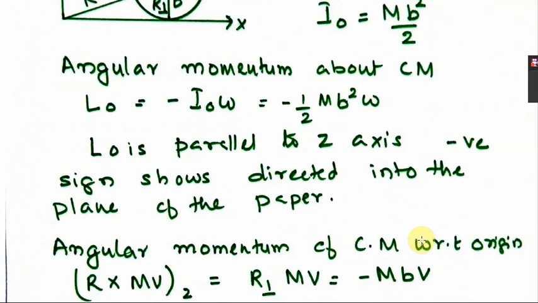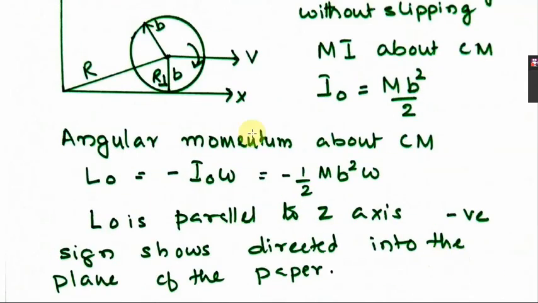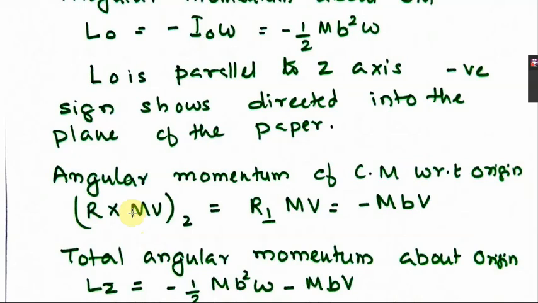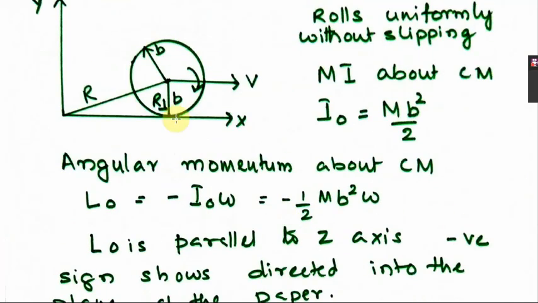Angular momentum of the center of mass with respect to origin. We have to find out the angular momentum of this mass about the origin. We have considered this as the origin. So that will be equal to R cross Mv, its z component. That is equal to R perpendicular into Mv. That is equal to minus Mbv. Because this is R perpendicular, its magnitude is equal to the radius b.